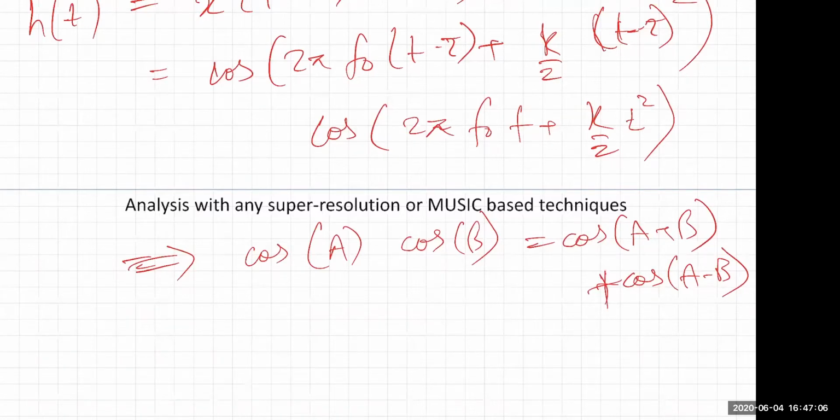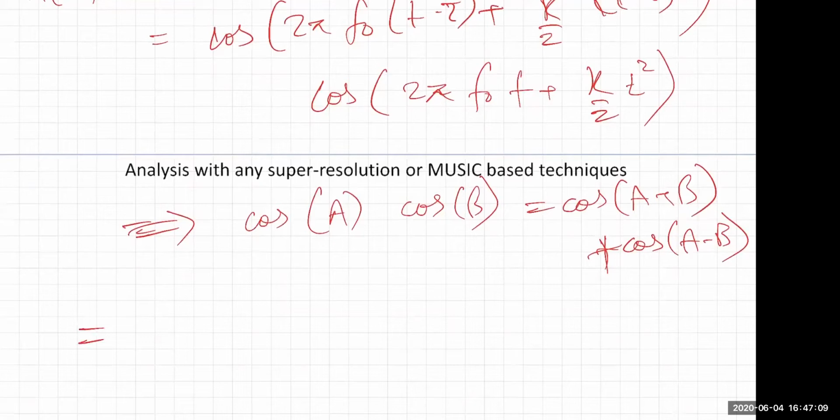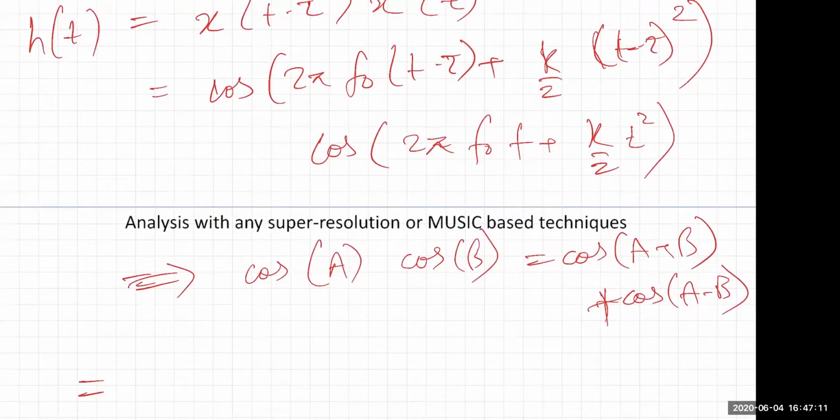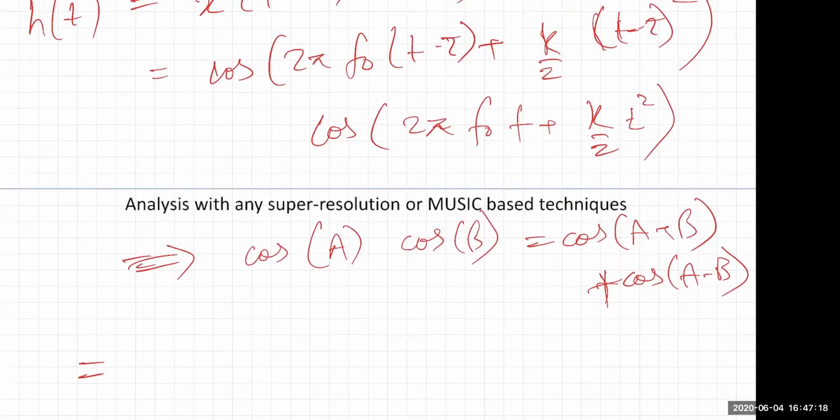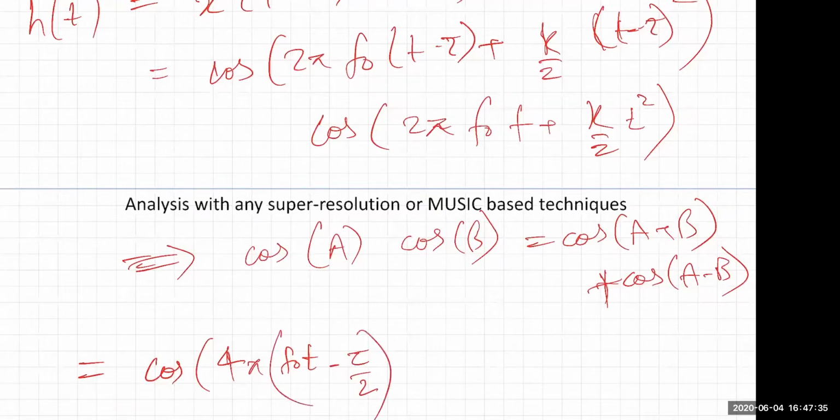In any case, this is probably not the most important point, but let's see now. This is your A and B, and you add them up. What will that lead to? Cosine of A plus B will essentially lead to 4 pi f naught t minus tau, divided by 2. If you want to put this all in here, this tau by 2 is just to balance out that 2 pi. Everyone with me on this?